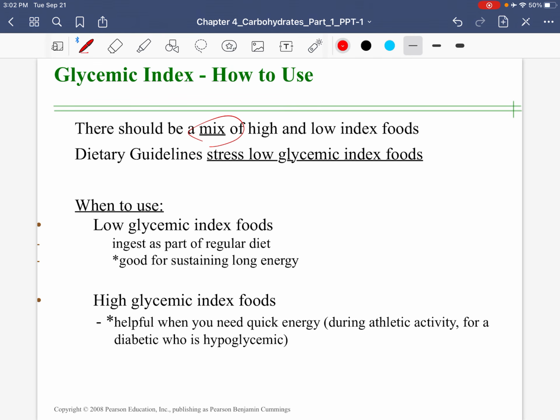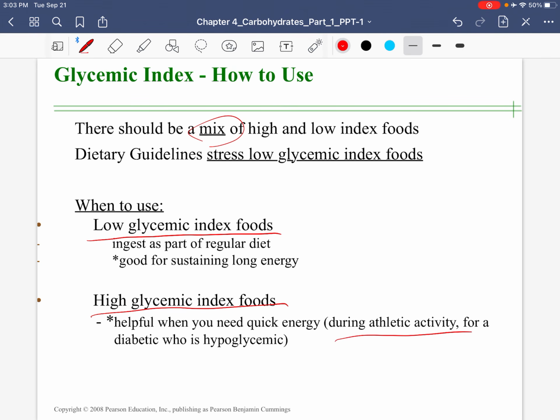Okay. Ideally, you want to have a mix. Most of the time, we want a lower glycemic index food. Most of the time. Of course, we're going to have some of everything. But if you're having a bowl of pasta, maybe don't have the whole bowl of pasta and just that. Maybe have half of the bowl of pasta and have some vegetables, which are low glycemic index.